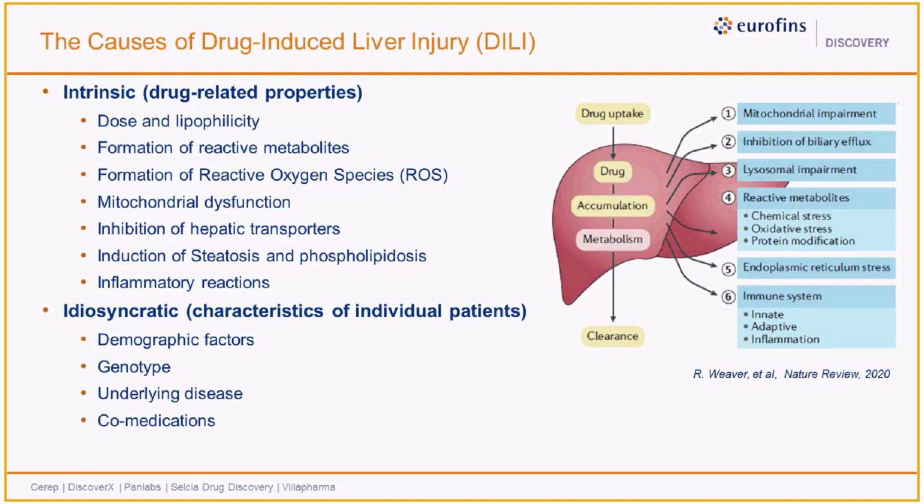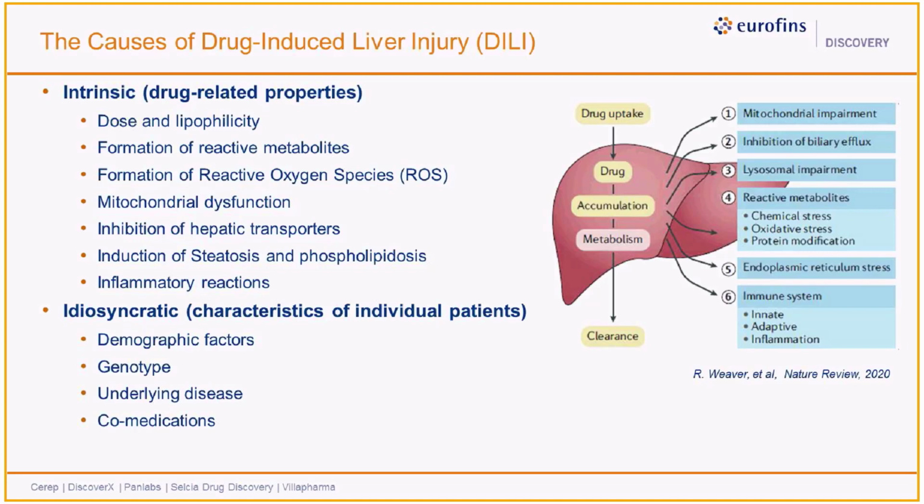Mechanisms include formation of reactive metabolites, formation of reactive oxygen species, the ROS, mitochondrial dysfunction, inhibition of hepatic transporters and the nuclear receptor FXR that regulates the expression of those transporters, induction of steatosis and phospholipidosis, and inflammatory reactions.